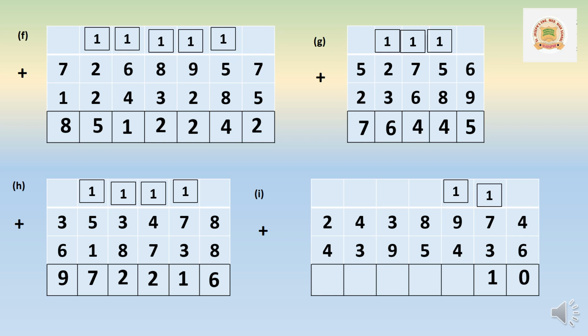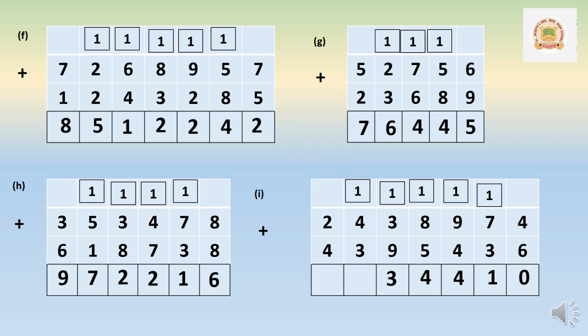Now, in hundreds place, we have to add the numbers. 1 plus 9, 10. 10 plus 4 is 14. 4 will be written in the hundreds place. 1 will be carried to the thousands place. 1 plus 8 is 9. 9 plus 4 is 13... 14. 4 will be in the thousands place. 1 will be carried to the 10,000s place. Now, 1 plus 3, 4. 4 plus 9, 13. 3 will be in the 10,000s place.